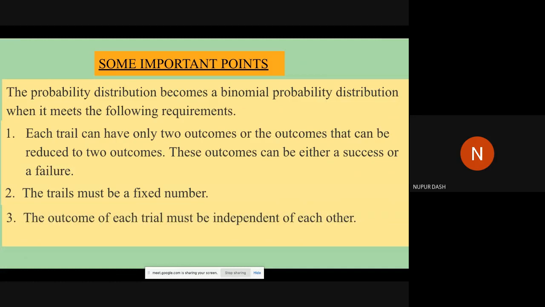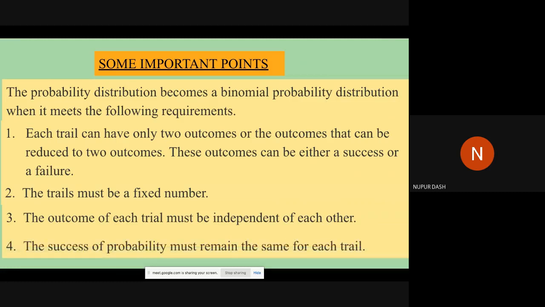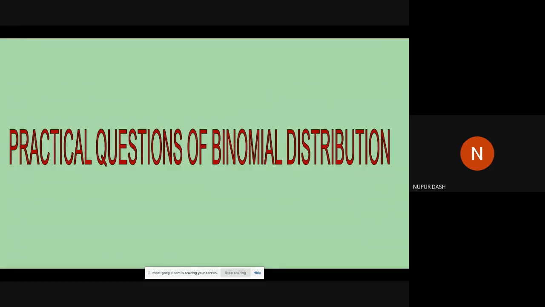Next is outcome of each trial must be independent of each other, means they should not have an impact on one another. They should be independent in nature. And the last is the probability of success must remain the same for each trial. Means if p is equal to half, for example, getting head in a coin toss is half, so it will remain half every time. Okay, I think it is clear. It would be more clear with these practical questions of binomial distribution.